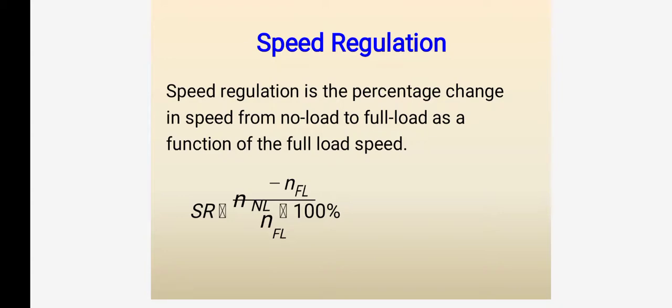Then the speed regulation. Speed regulation is the percentage change in the speed from no load to full load as a function of full load speed. So SR equals (NL minus NFL) divided by NFL, times 100%, where NL is the no load speed and NFL is the full load speed.